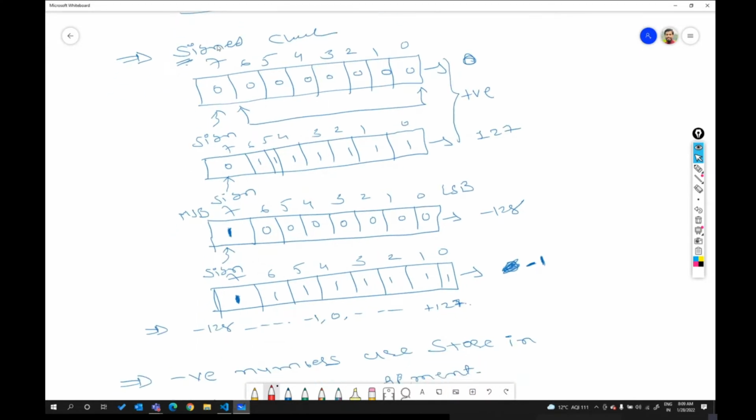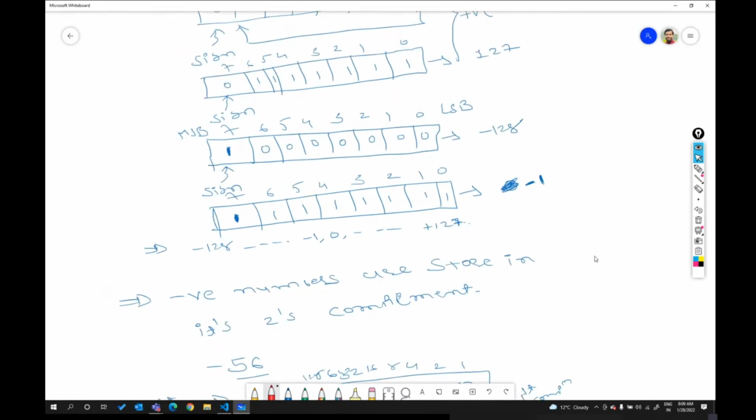But in the case of signed, it depends on the sign bit. If it is 0 and all are 0, that's 0, and if the rest are all 1, that's 127. If my most significant bit is 1 and the rest are 0, we can say minus 128. So plus 128 is considered as minus 128, plus 129 is minus 127, and like that it will go to plus 255 being minus 1 in the case of signed.